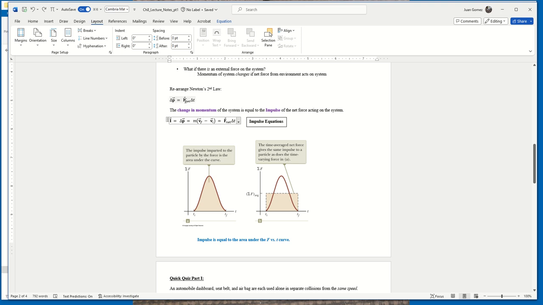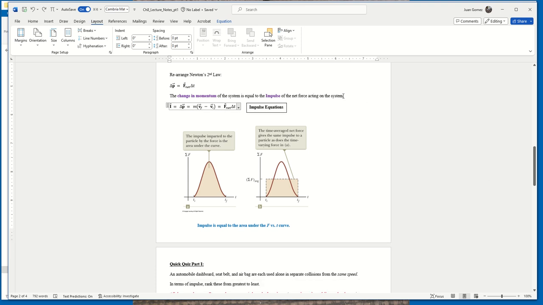Well, what is delta P? We know delta P is F net delta T. Those are the impulse equations. I is equal to delta P, which is equal to m Vf minus Vi, which is equal to F net delta T. Well, the units of impulse are the same as the units of momentum, kilogram meter per second, but because impulse is force times time, it can also be expressed as a Newton times a second.